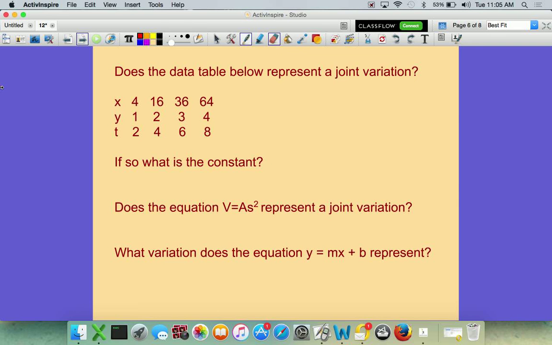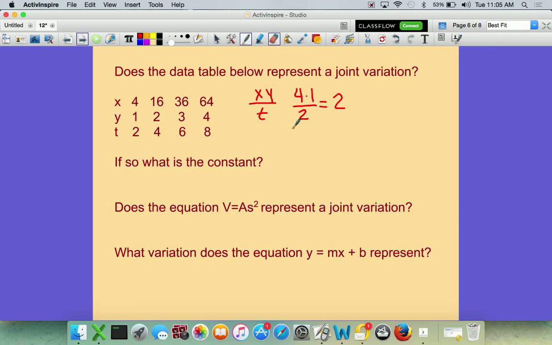Alright, does the data table below represent a joint variation? We've got x, y, and t. First thing we've got to figure out is what variables are going to go where. Let's say that we did xy over t here. So for our first one, we'd have 4 times 1 over 2. 4 over 2 is 2.